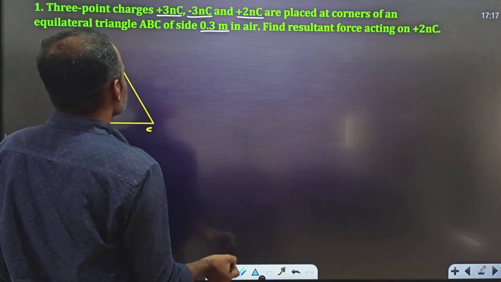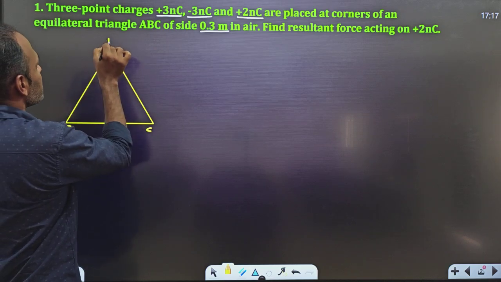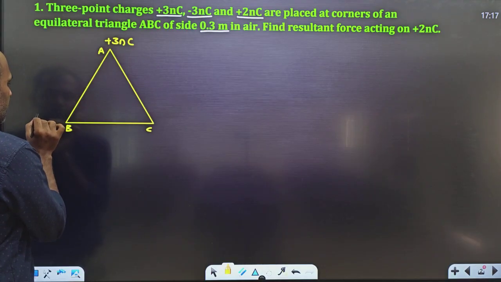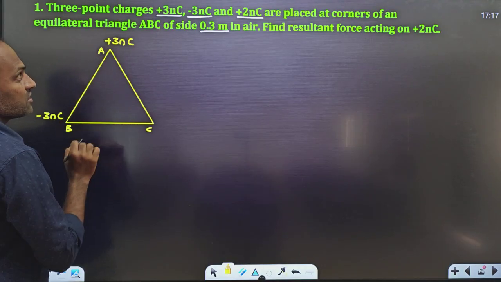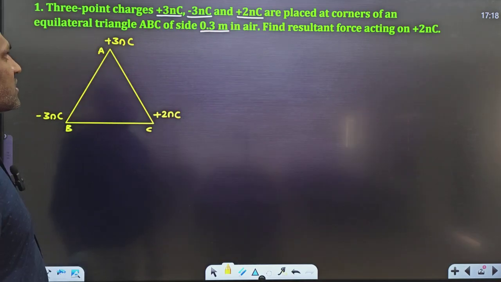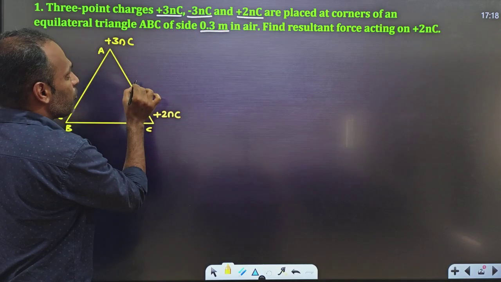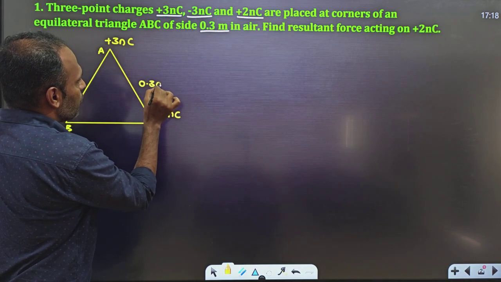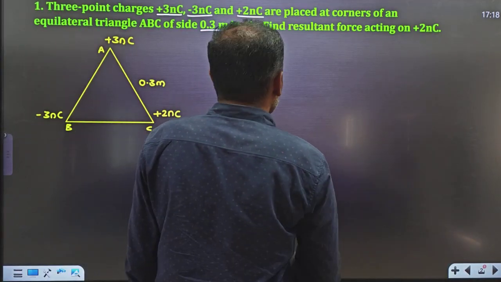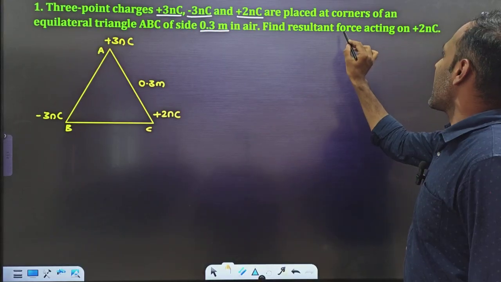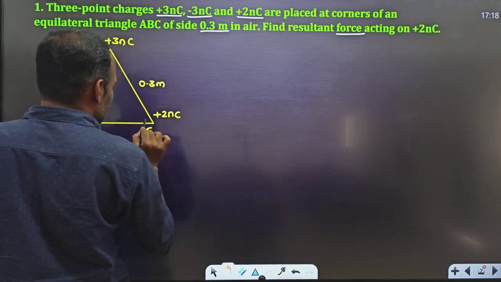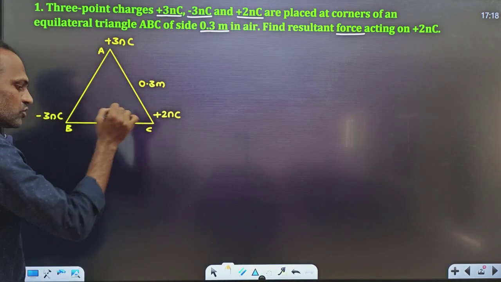Right? There are 3 charges placed. At point A, it is plus 3 nanocoulomb. At point B, it is minus 3 nanocoulomb. And at point C, it is plus 2 nanocoulomb. So these many charges are placed. Side of the triangle is 0.3 meter. Clear? Okay, now what we have to do is find out the resultant force acting on plus 2 nanocoulomb charge. So the plus 2 nanocoulomb is at point C, and we have to calculate how much is the net force on this.